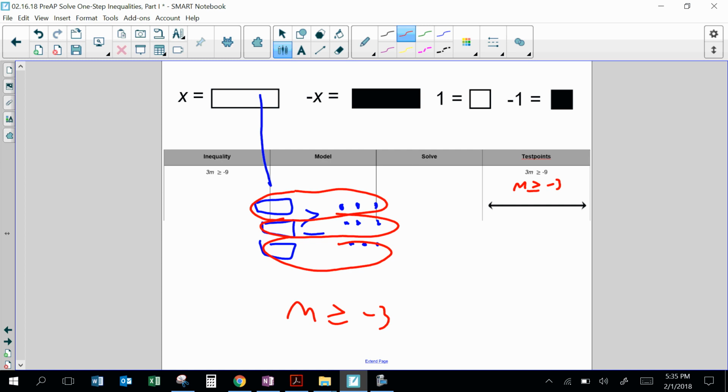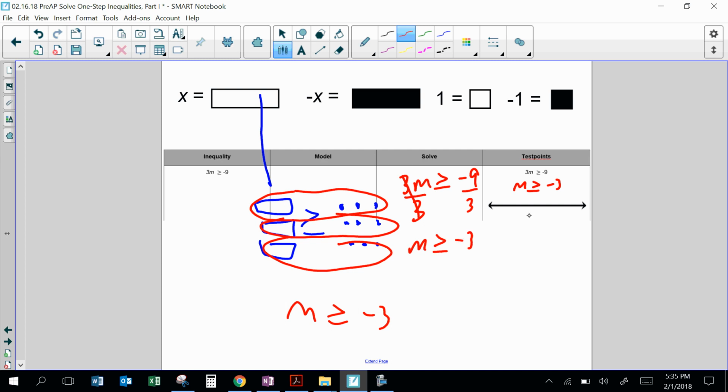How could I solve this algebraically? Again, an inequality is just like an equation. Instead of using equal, we're using what the inequality gave us. So the inverse of multiply is divide. I divide both sides by 3. This cancels. M is greater than or equal to negative 3.